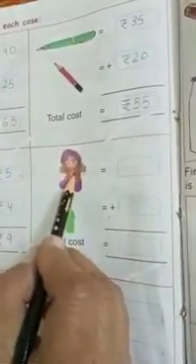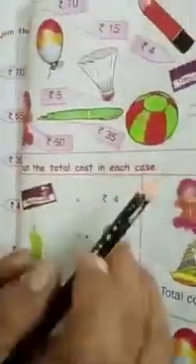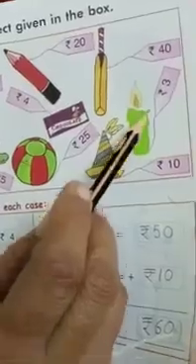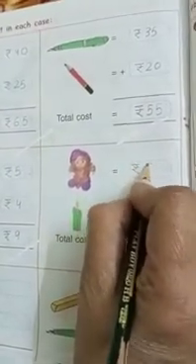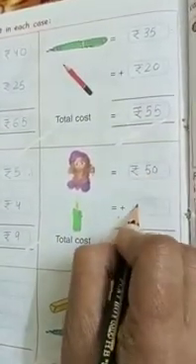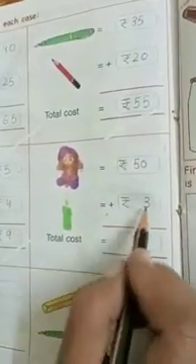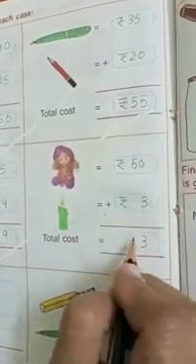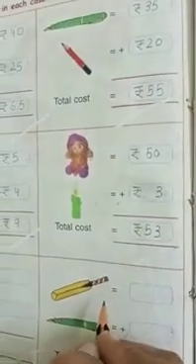Now next, the cost of doll and candle. Cost of doll 50 rupees and the cost of candle 3 rupees. Now the total cost is 3 plus 0, 3. Now 5, rupees 53. Clear?